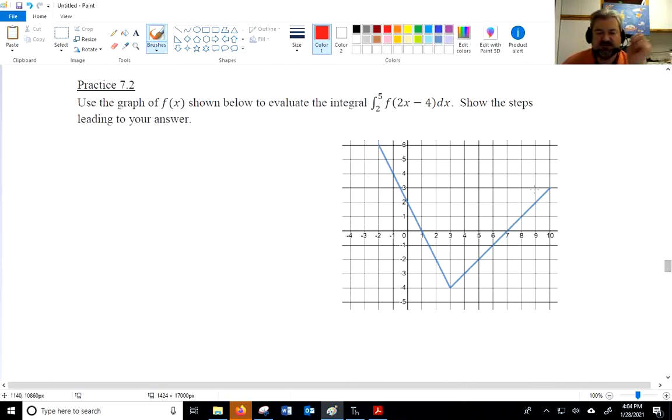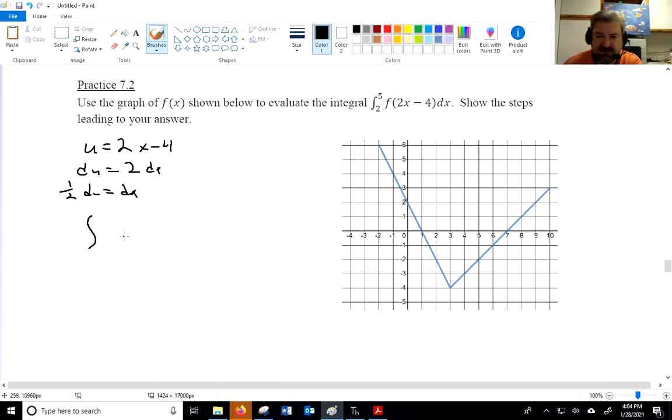All right. Use the graph of f of x shown below to evaluate the integral from 2 to 5 of f of 2x minus 4 dx. Show the steps that lead to your answer. Pause the video and give it a try. All right, let's see how you did. You should do a u substitution. U equals 2x minus 4. So then du equals 2 dx, which is 1/2 du equals dx.